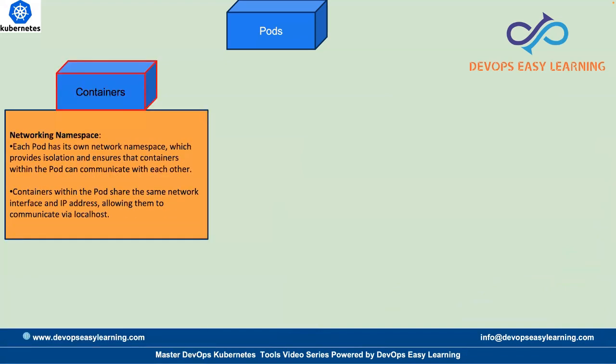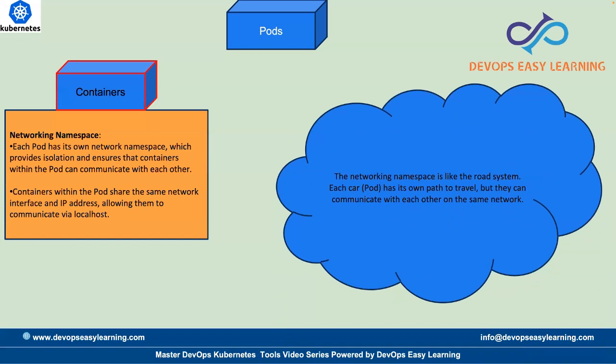Another element that we have inside the pod is the networking namespace. Each pod has its own network namespace, which provides isolation and ensures that the containers within the pod can communicate with each other. Containers within the pod share the same network resources, interface, and IP address, right? Which is beautiful. The network namespace is like a road system: each car has its own path to travel, but the cars can communicate with each other.